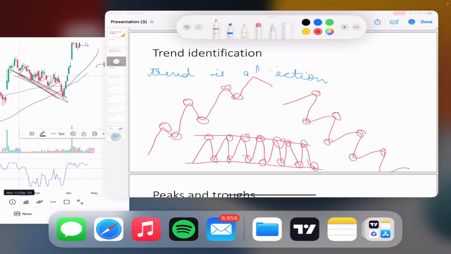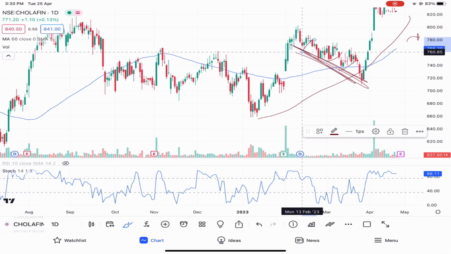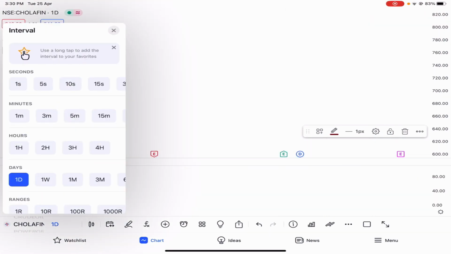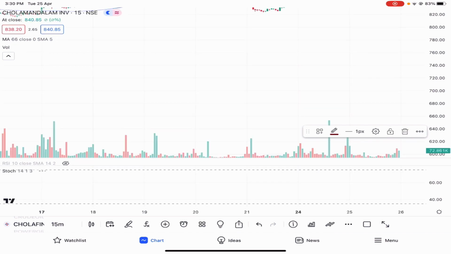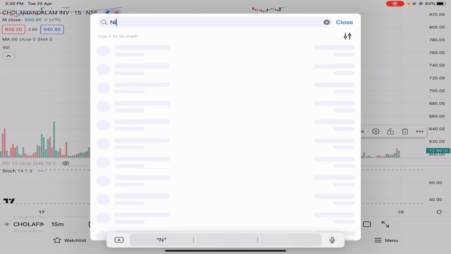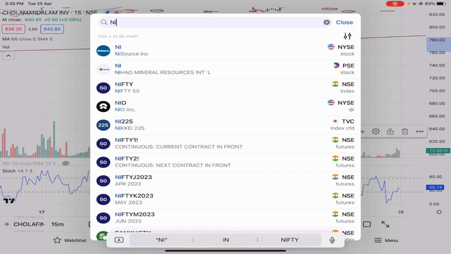So if we go and check out the TradingView charts, let's go to Nifty 50.